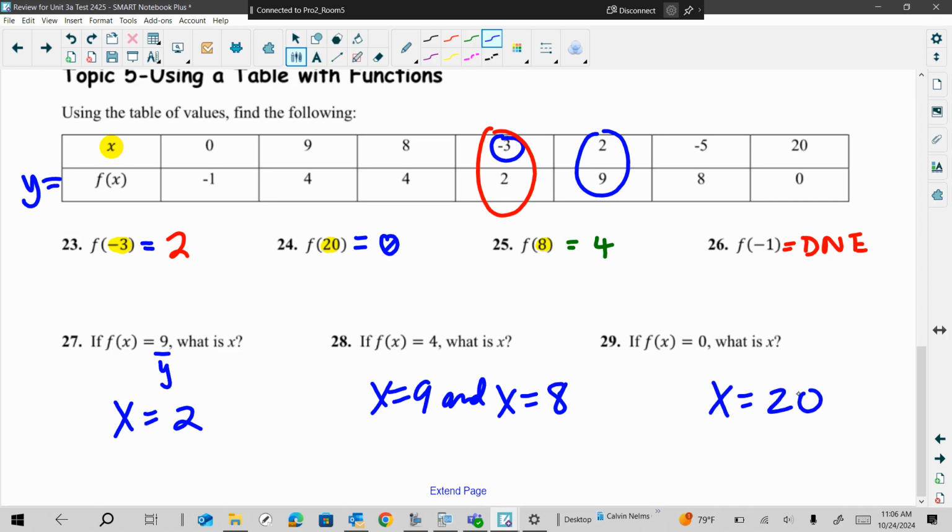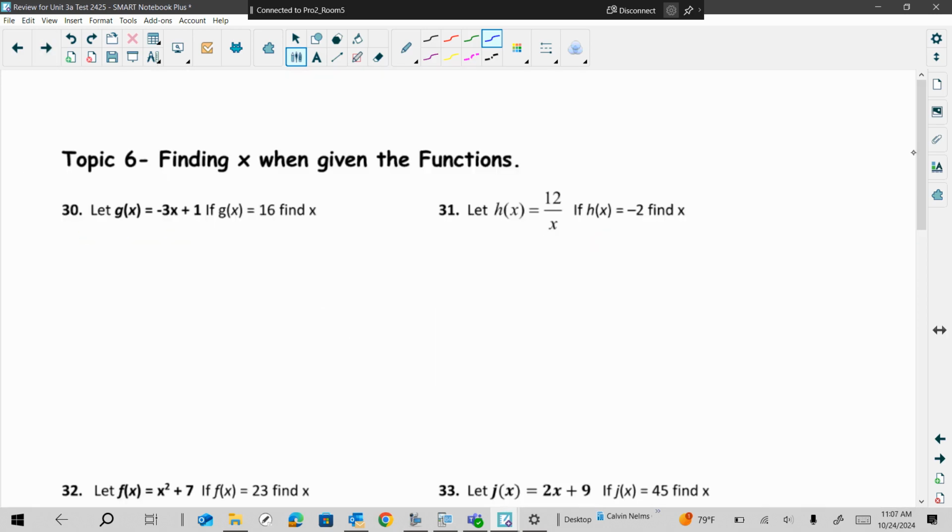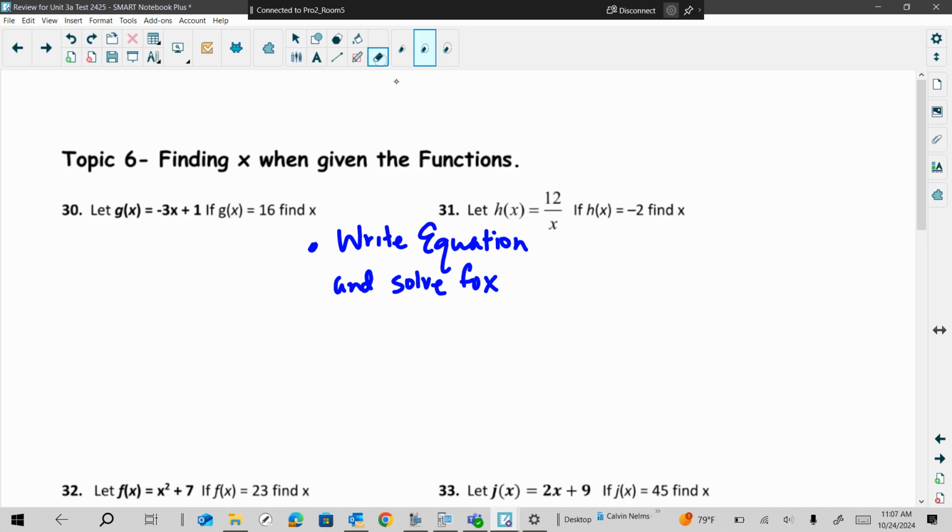Okay. All right. Now, we're taking that concept for topic 6. They want you to find the x when given the function. So there's 2 ways we can do this. I'm going to give you a little note. The first way, one method, is to write the equation and solve for x.